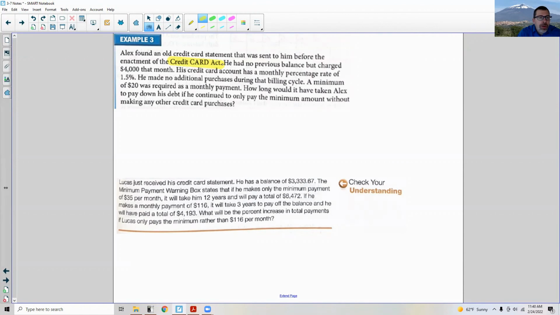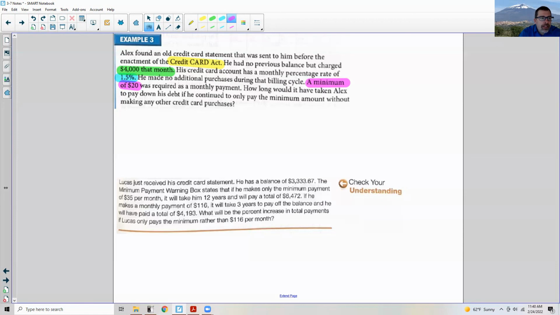In other words, if you only pay the minimum, some money is going to the principal of the account so that it doesn't stay the same or get larger if you pay the minimum. Okay, so he had no previous balance. He charged $4,000 that month. So no previous balance. These were all new charges. So it went from $0 to $4,000. His credit card account had a monthly percentage rate of 1.5%. He made no additional purchases during that billing cycle. A minimum of $20 was required as a monthly payment.